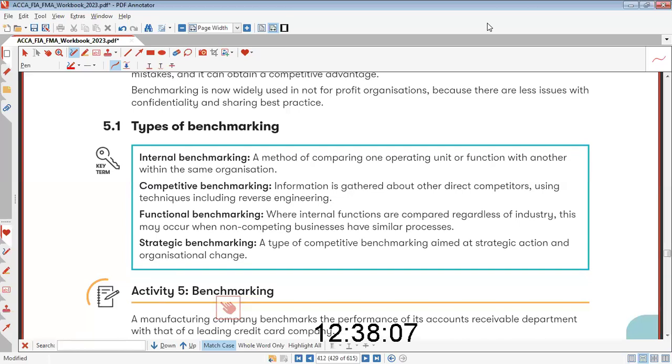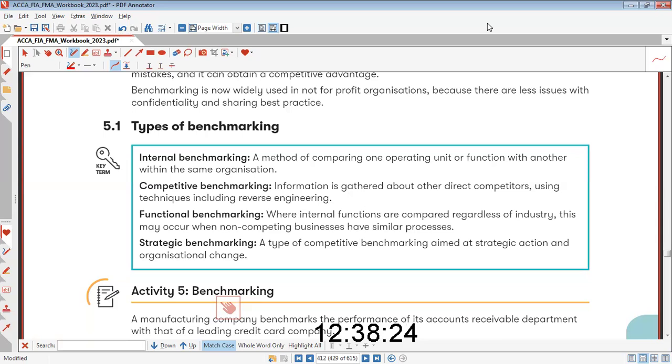Then functional benchmarking, where internal functions are compared regardless of the industry. This may occur where non-competing businesses have similar processes, like countries. Then strategic benchmarking, a type of competitive benchmarking aimed at strategic action and organization change.